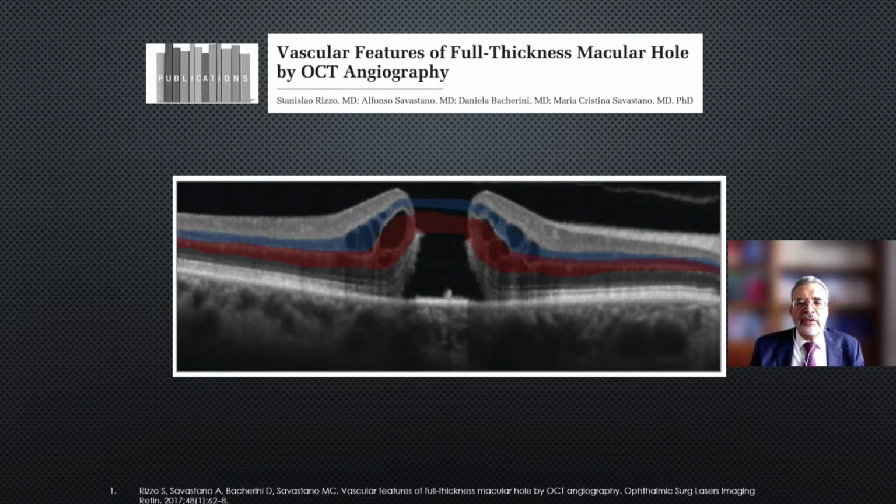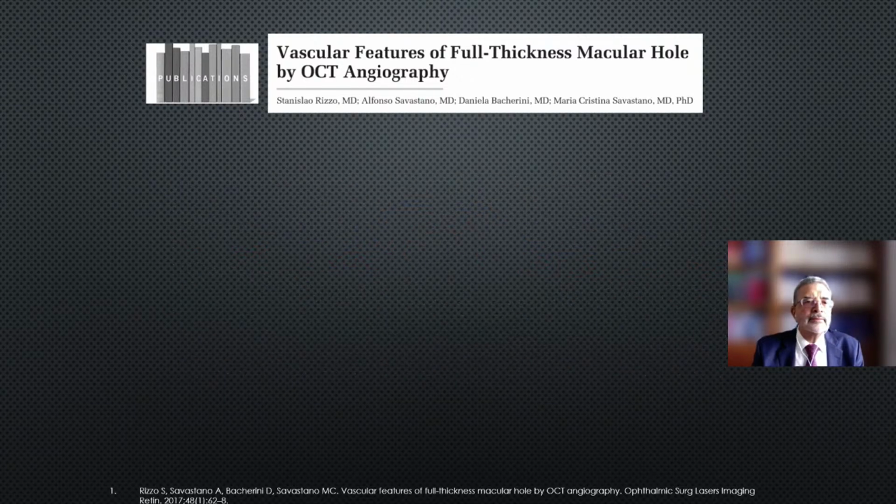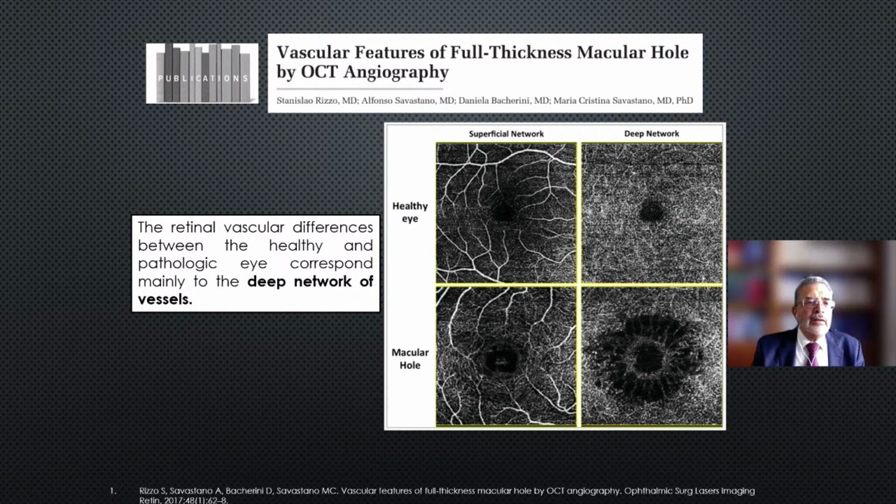The retinal vascular differences between the healthy and pathological eye correspond mainly to the deep network of vessels. Small, circular, hyperreflective spaces are present surrounding the macular hole in the inner nuclear layer, whereas elongated radial hyperreflective cavities forming a stellar pattern are observed in the outer plexiform Henle fiber layers complex. Here we can see the retinal vascular differences between the healthy and pathologic eye, corresponding mainly to the deep network of vessels.